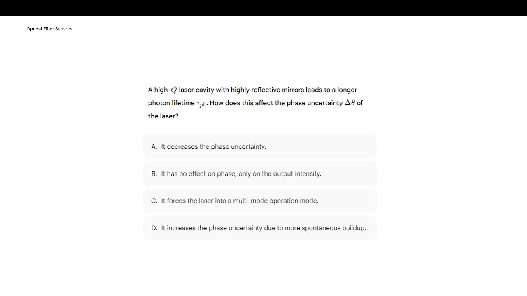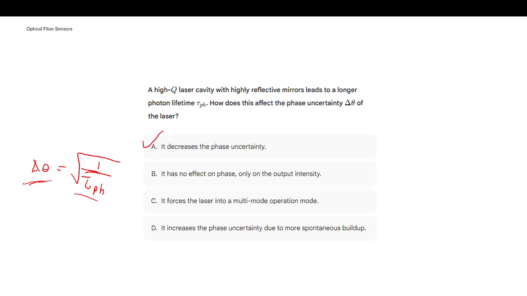We have discussed this problem: del theta is equal to the square root of 1 by tau photon. Now you can tell it decreases the phase uncertainty. So a high Q cavity laser with highly reflective mirrors leads to a longer photon lifetime. How does it affect this? If it is longer, then it will decrease the phase uncertainty. It's correct. This is the correct answer for this.